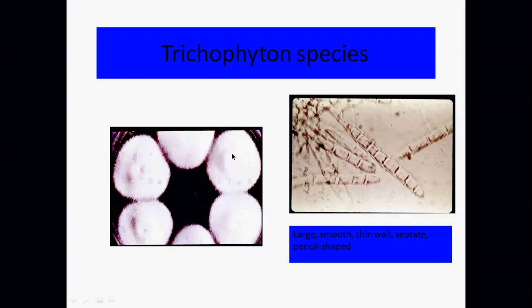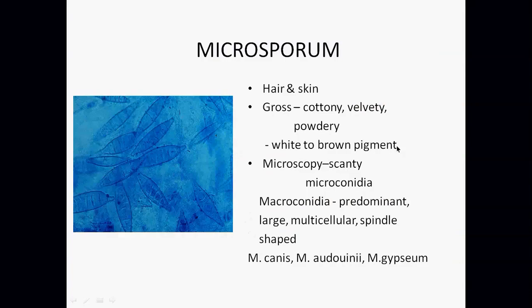This is another Trichophyton species where you are seeing growth of fungus, with large, smooth, thin-walled, separate, pencil-shaped hyphae over here. So this is the KOH picture. If it is the LPCB picture, you can see blue colored structures all in the LPCB mount. So this is the macroscopic and microscopic appearance, colony and microscopic appearance.